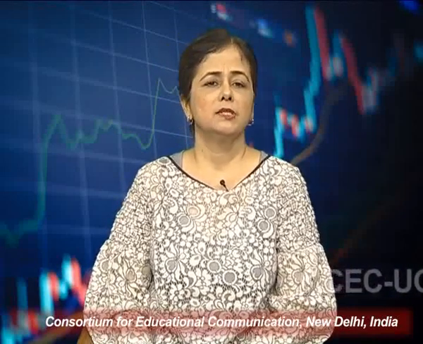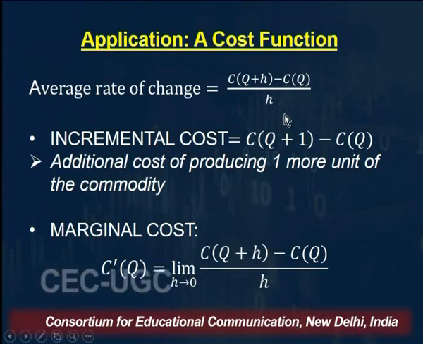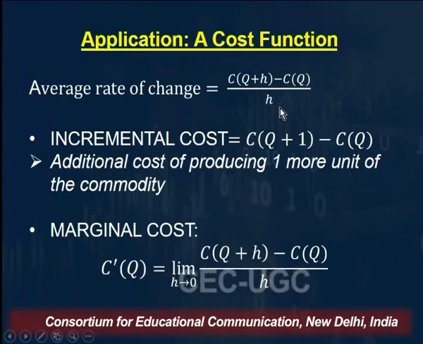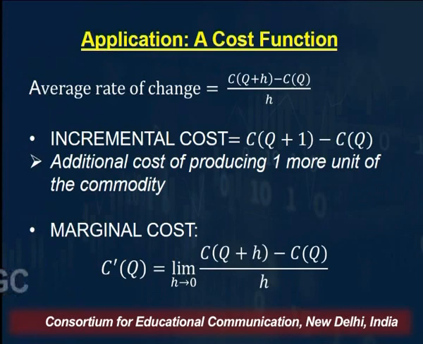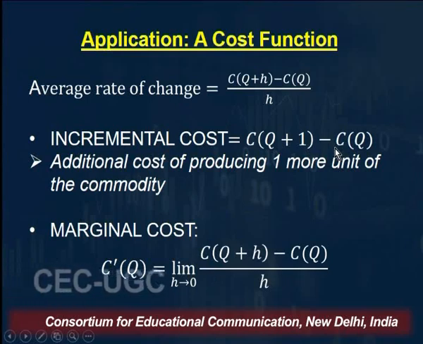So, just to back up, I've defined the average rate of change as C of Q plus H minus C of Q divided by H, taking Q as the original point instead of Q naught. Suppose I'm interested in understanding the additional cost of producing one more unit of the commodity. That is where I can take H equal to 1, right? And the average rate of change will become C of Q plus 1 minus C of Q. Now, this is something which we call the incremental cost.